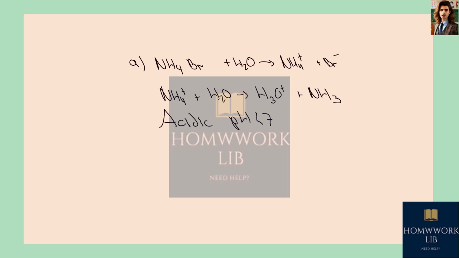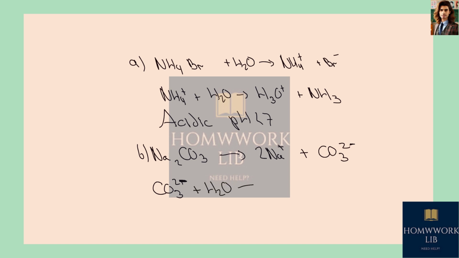Next up, we're going to have sodium carbonate. Sodium carbonate in water generates two equivalents of sodium plus CO3 2−. And the carbonate can react with water, acting as a weak base, producing HCO3− plus OH−. So this is going to be a basic solution with pH larger than 7.